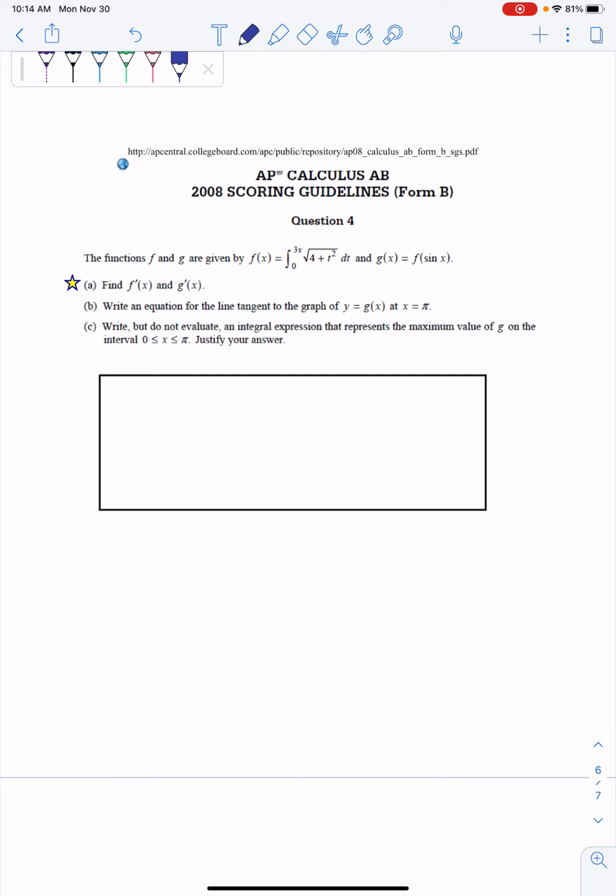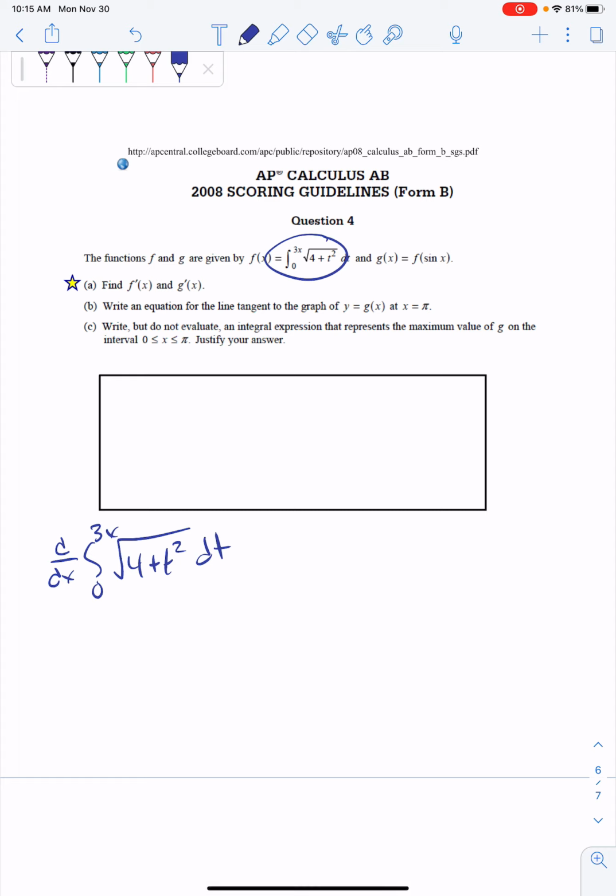The functions f and g are given by f of x equals the integral from 0 to 3x of the square root of 4 plus t squared dt, and g of x is equal to f of sine of x. Find f prime of x and g prime of x. So f of x is this right here. So it wants me to take the derivative of an integral, the integral from 0 to 3x of root 4 plus t squared dt.